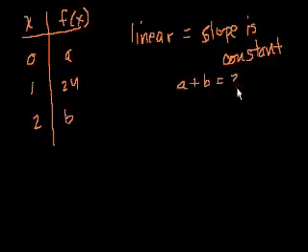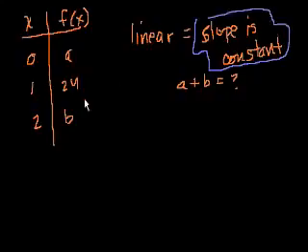A plus b is what? So the only thing we know is this table, and we know that it's linear. And linear means that the slope is constant. So the slope is constant. So let's see what we can figure out about the slope.